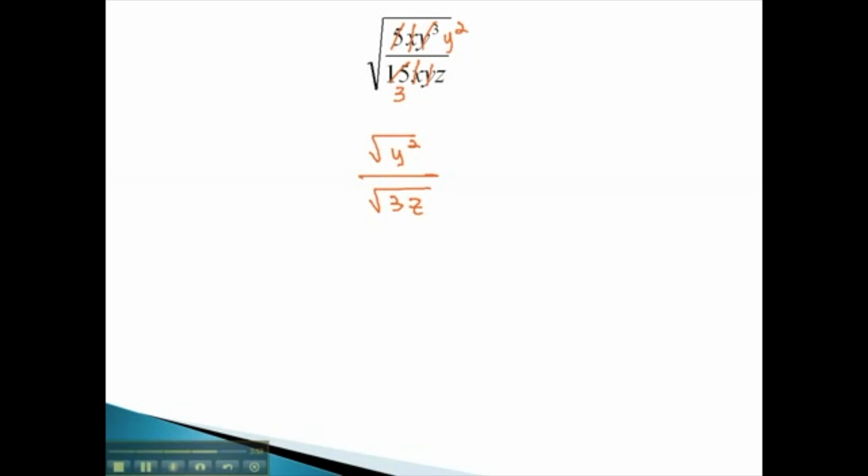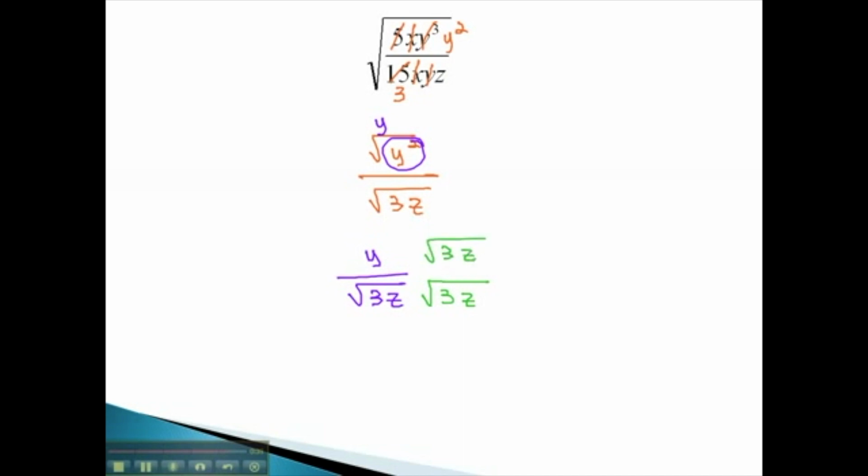Again, we can simplify the y squared. Pulling it out of the radical is simply y. Y over the square root of 3z. Now, to rationalize the denominator, to get rid of the radical, we'll multiply by the missing radicals. To divide by an index of 2, we've already got one 3. We need one more 3. Similarly, we need one more z.